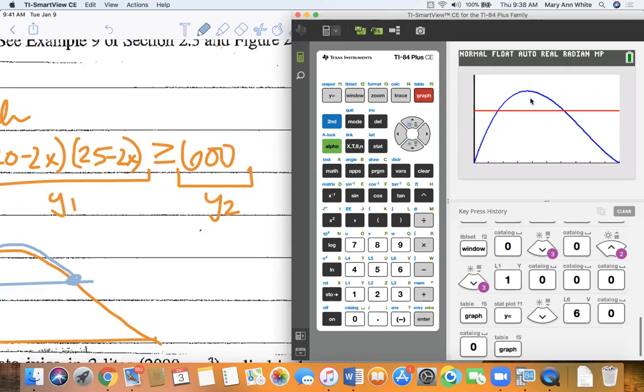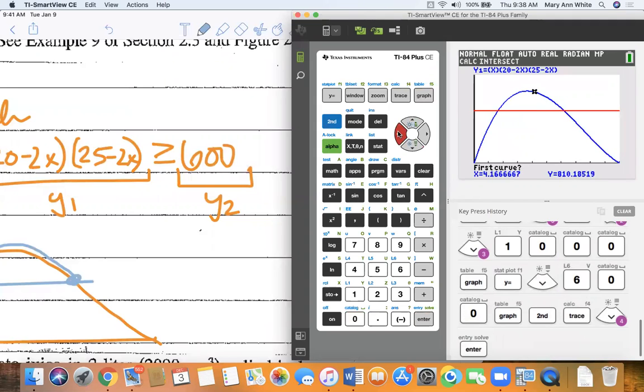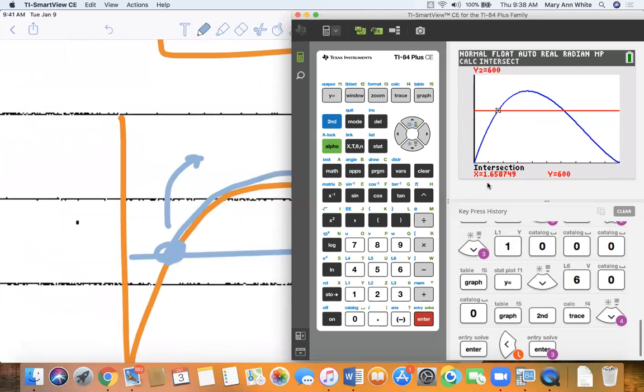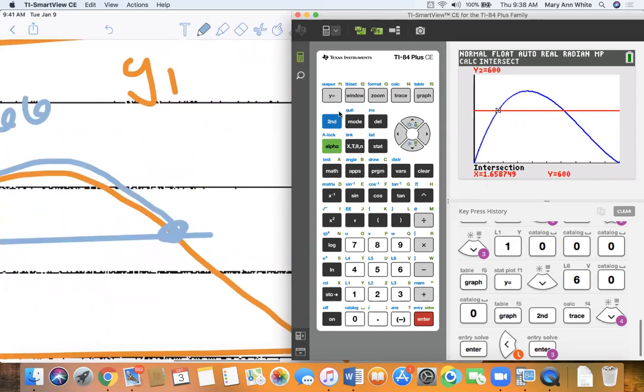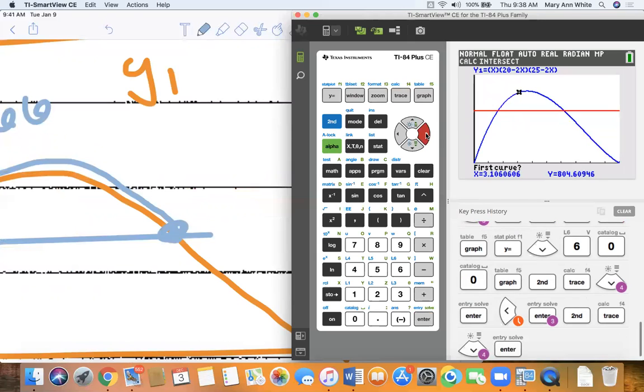Now I have two curves. I've got my blue curve and then I've got my red straight line. So we want to find the intersection between them. Intersect. I'm going to find the first one. So my first point of intersection is at 1.66, it looks like. And then my second point of intersection is 6.16.